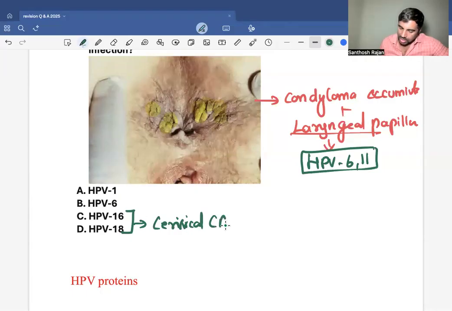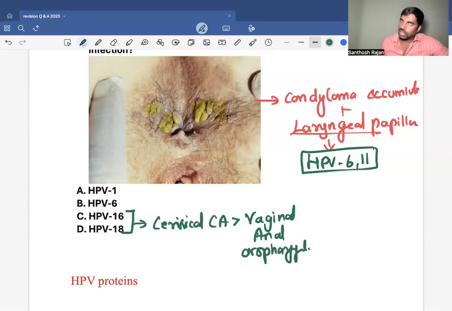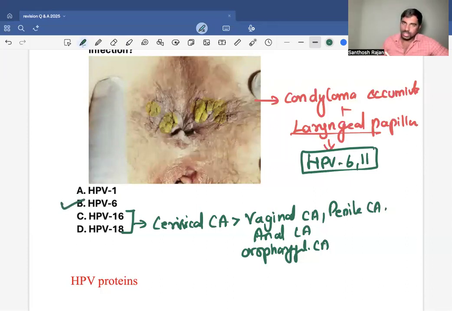Not only cervical, it can cause vaginal, anal, even oropharyngeal cancer. This question was asked in the recent FMGE. Vaginal cancer, anal cancer, oropharyngeal carcinoma, even penile cancer, because any cancer related to sexual activity can come. Of course, HPV 6 and 11 is also correct. It causes laryngeal papilloma and condyloma acuminata. Both can be asked. Condyloma acuminata is basically warts. Very simple.